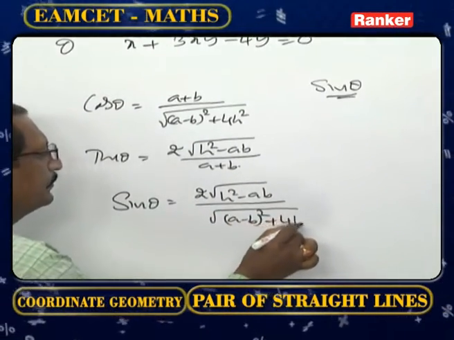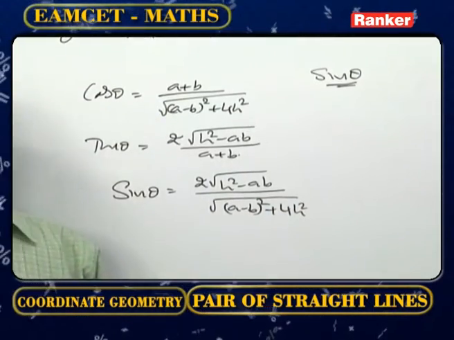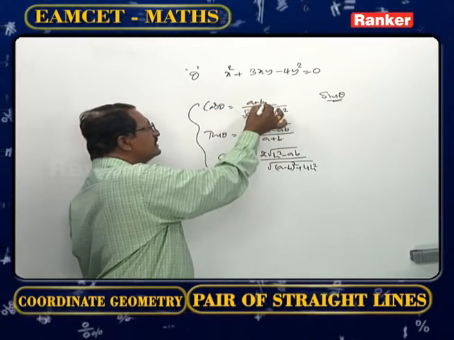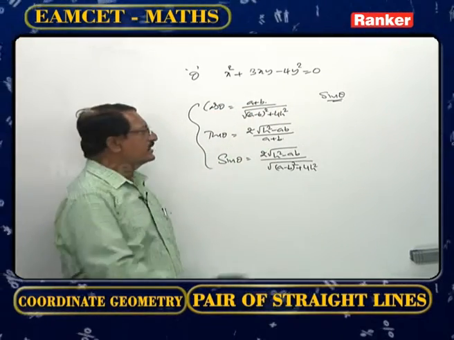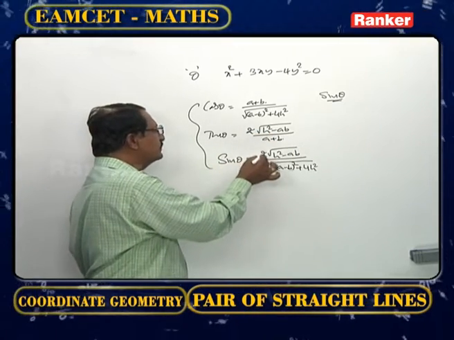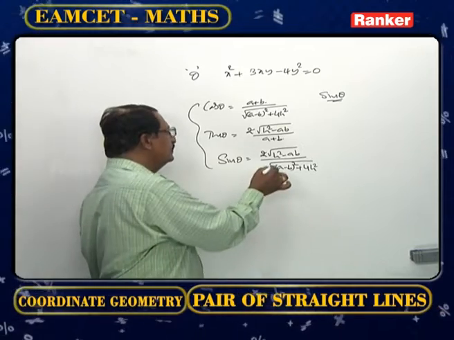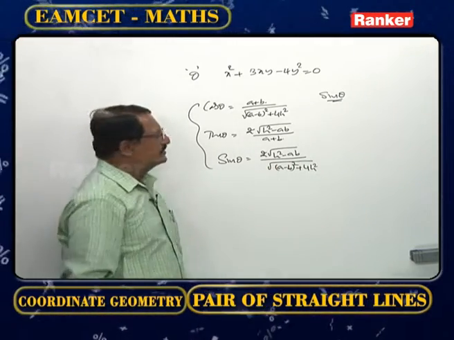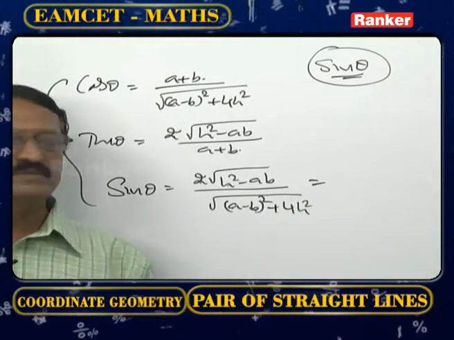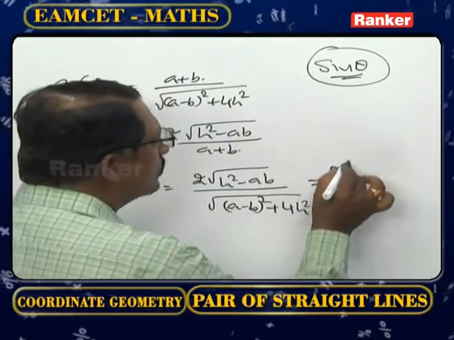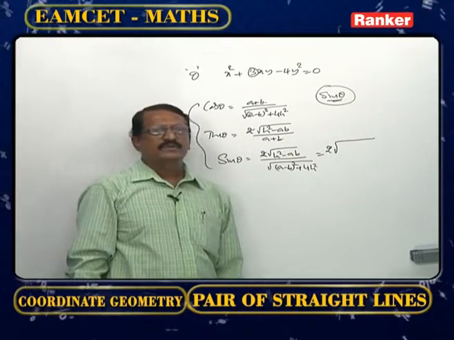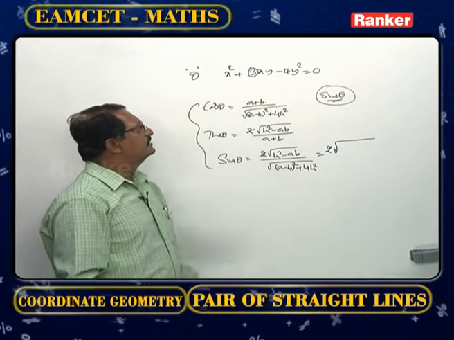If the angle between the pair of lines ax squared plus 2hxy plus by squared equals 0 is theta, cos theta equals a plus b by square root of (a minus b) whole squared plus 4h squared. Tan theta equals 2 times square root of h squared minus ab by a plus b, and sin theta equals 2 times square root of h squared minus ab by square root of (a minus b) whole squared plus 4h squared. But here in the problem we are required to find sin theta, which equals 2 times square root of h squared minus ab. Here h is half of the coefficient of xy: 2h equals 3, so h equals 3 by 2.